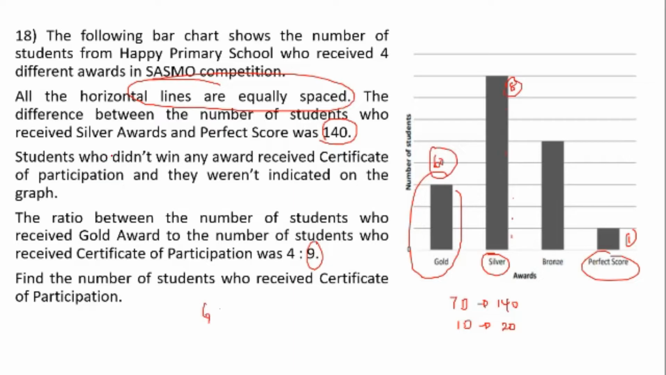So now gold to certificate of participation, or CP, is 4 to 9. If the gold awardees are actually 60 people, then it's multiplied by 15. So the number of students who receive the certificate of participation is 9 times 15, which is 135. Okay, this is pretty much basic ratio that we learn in the class. What you have to understand is this and this. So you can write the equation of the units.